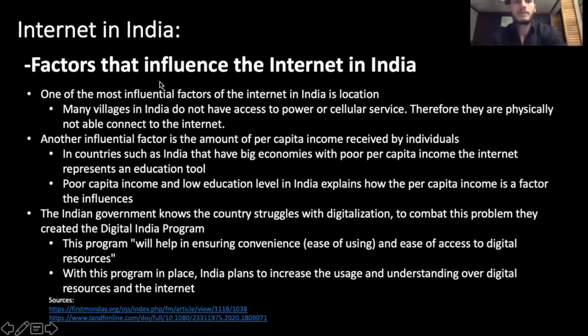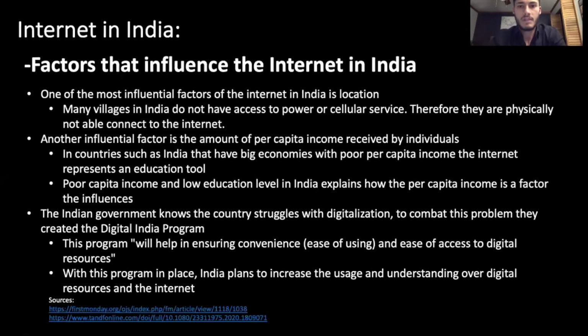Hi, it's Alfredo Rivera, and today I'll be talking to you about internet in India. The first thing we'll consider is the factors that influence the internet within India. One of the most influential factors in India is the location. Based on whether you're in a village or you're in the main cities or you're far out in the farmlands is very important in India in relevance to whether you have internet access or not.